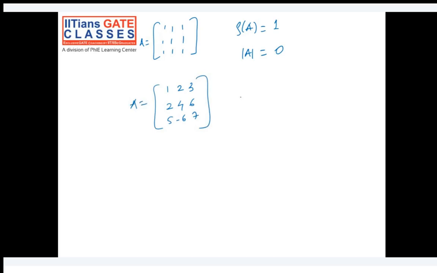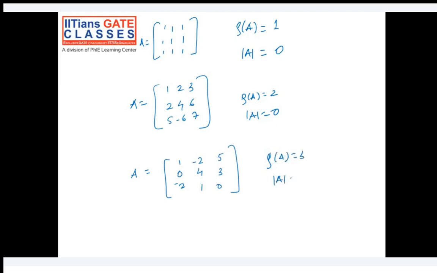Okay, let me give you another example. 1 0 minus 2 minus 2 4 1 5 3 0. Rank of this matrix is 3 and determinant is non-zero. Already I have given this to you. Okay, what do you understand from these 3 problems? You try to compare the solutions of it, and can you come up with some conclusion out of it?